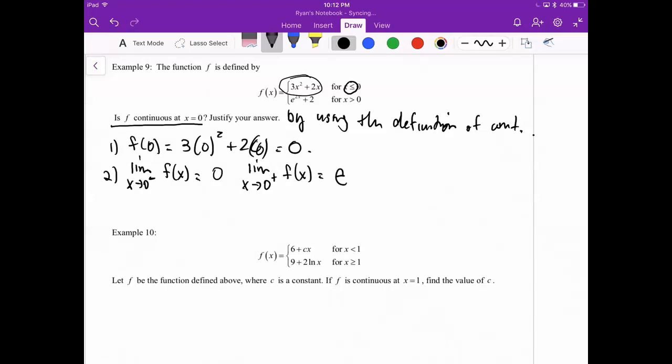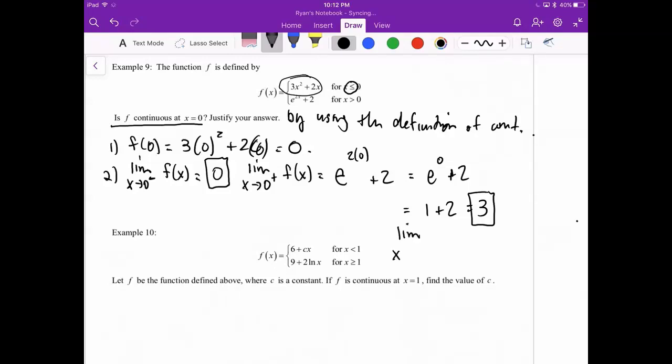So that's going to be e to the 2 times 0 plus 2, which of course is e to the 0 plus 2. Remember that anything to the 0 power is 1, so this is going to be 1 plus 2, which is equal to 3. Well, now I run into a problem because I got that the limit as x approaches 0 from the left was 0, but the limit as x approaches 0 from the right is equal to 3. These are not equal, obviously, and so what that means is that the two-sided limit does not exist.